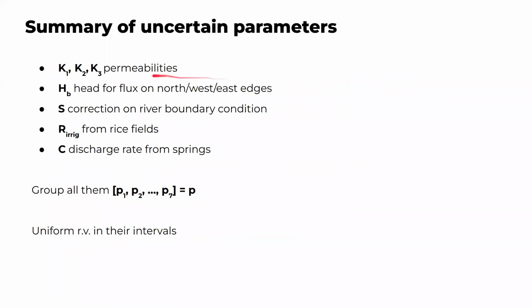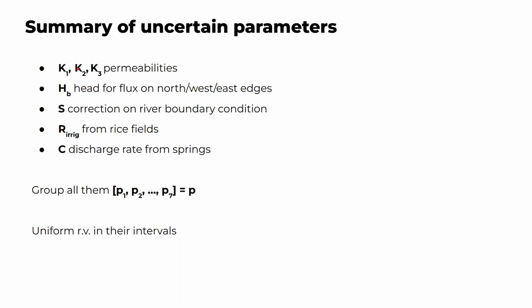So to sum up, if I lost you, we have a Darcy model with 7 uncertain parameters: the 3 permeabilities. HB is a parameter that enters the Robin boundary condition on the north, east, and west edges. There is this parameter S, which is the slack on the river boundary condition. There's R irrigation, which is the recharge from the rice fields with Neumann boundary condition, which is unknown. There's C, the discharge rate from the springs, which is another coefficient that enters another Robin boundary condition. So it's 3 permeabilities and 4 coefficients that enter boundary conditions.